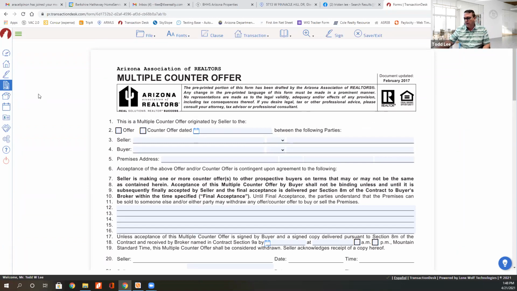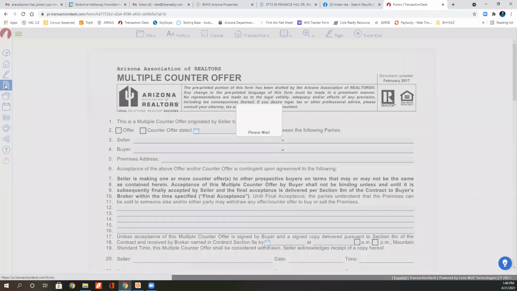So everybody knows how and why we're using multiple counter offer. All right. Yep.